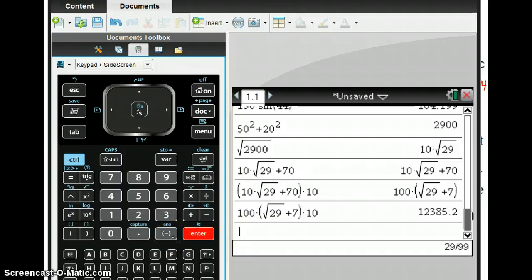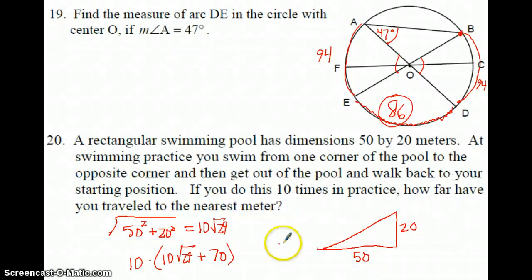I can also go bang like that and get something like, oh cool, it factors out. That's great. 1, 2, 3, 8, 5.2. Something like that.